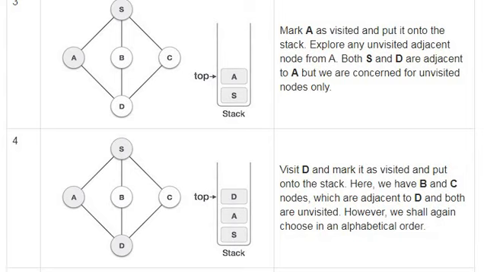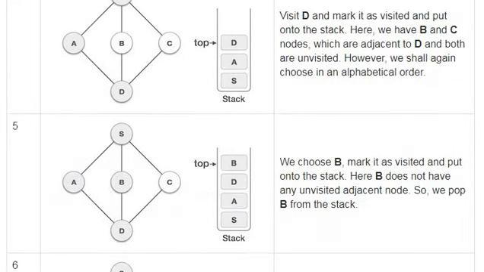So what are adjacent nodes of D? We have B and C, and both are unvisited. So choose any one in alphabetical order. So we choose B, mark it as visited and put it on the stack. B does not have any unvisited adjacent nodes because B is having S and D, which are already visited. So we pop B from the stack.